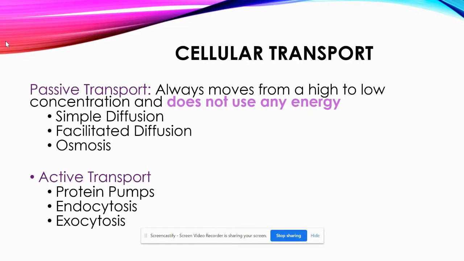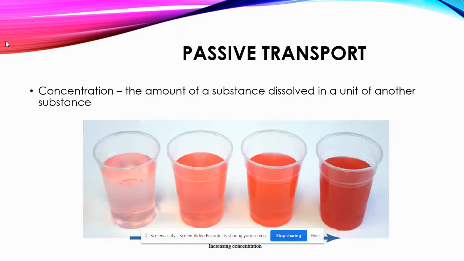First, we're going to talk about passive transport that does not use energy. We'll talk about simple diffusion, facilitated diffusion, and osmosis. Then we're going to talk about active transport, which does that through protein pumps. And then we'll talk about moving big stuff into and out of cells through endocytosis and exocytosis.